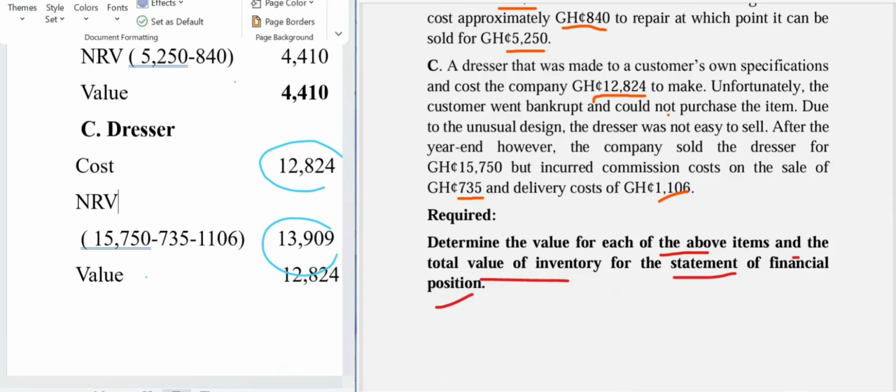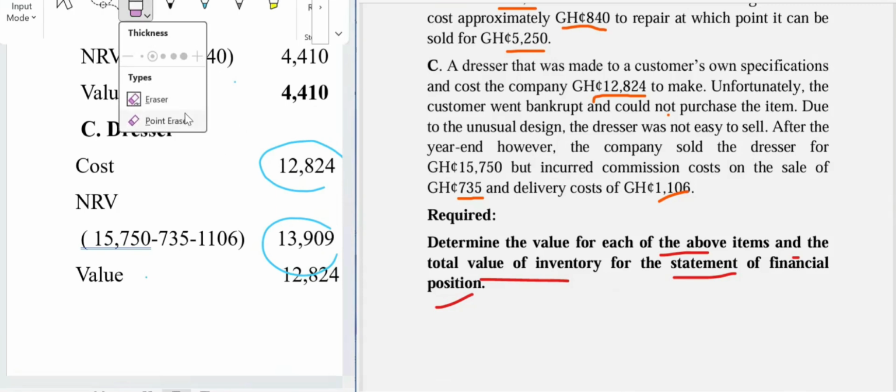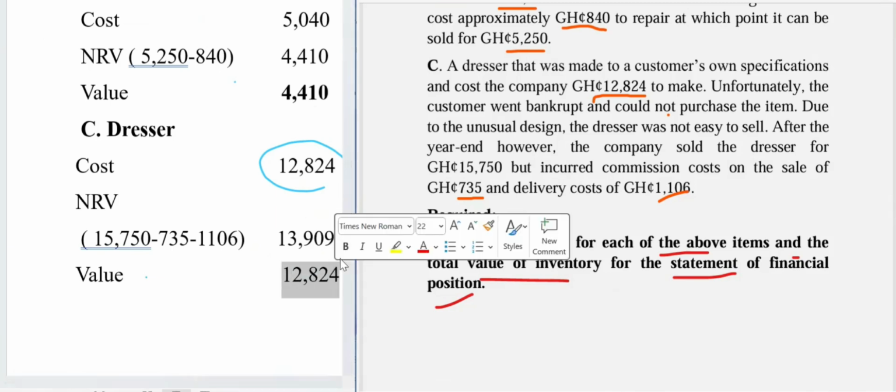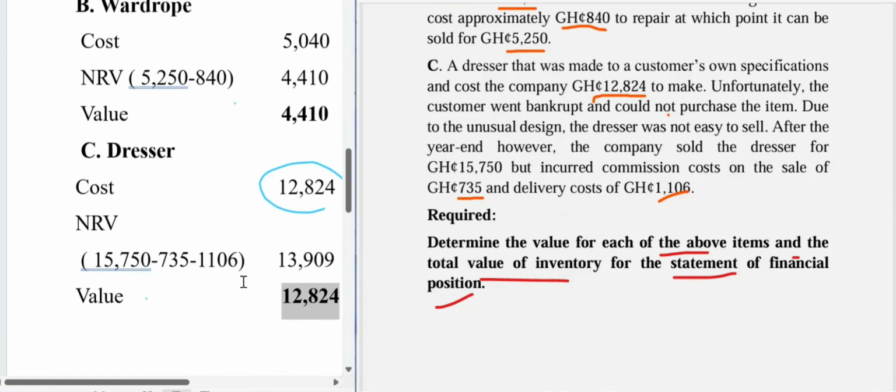So that's it. Very, very simple. Just know the principles. Let me bold this one so that we know the value. So we are done valuing the three inventories.